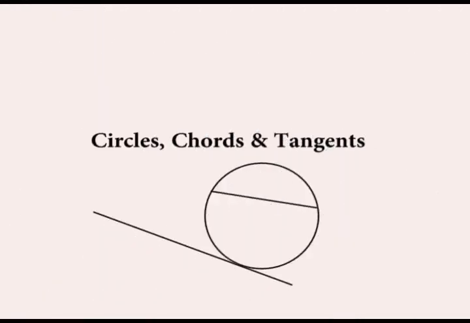Chapter 7: Circles, Chords, and Tangents. Now we know that a chord is a straight line joining any 2 points on the circumference of a circle. Now we start by looking at the perpendicular bisector of a chord.